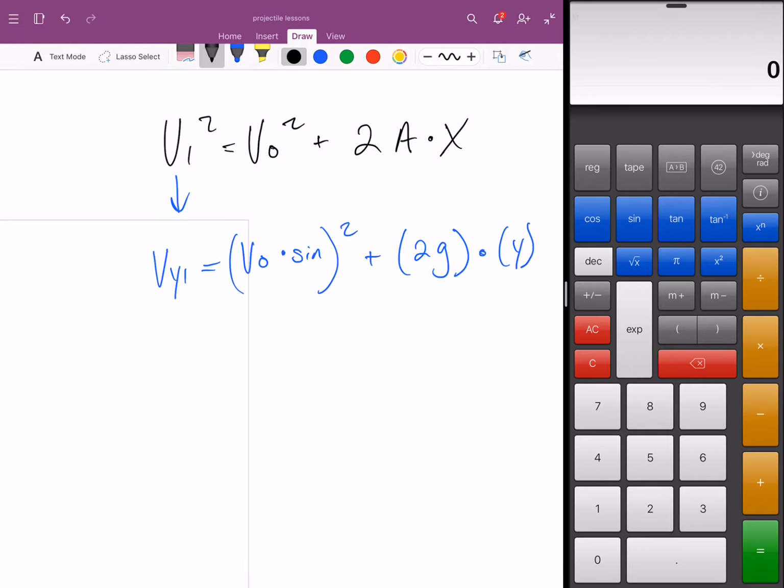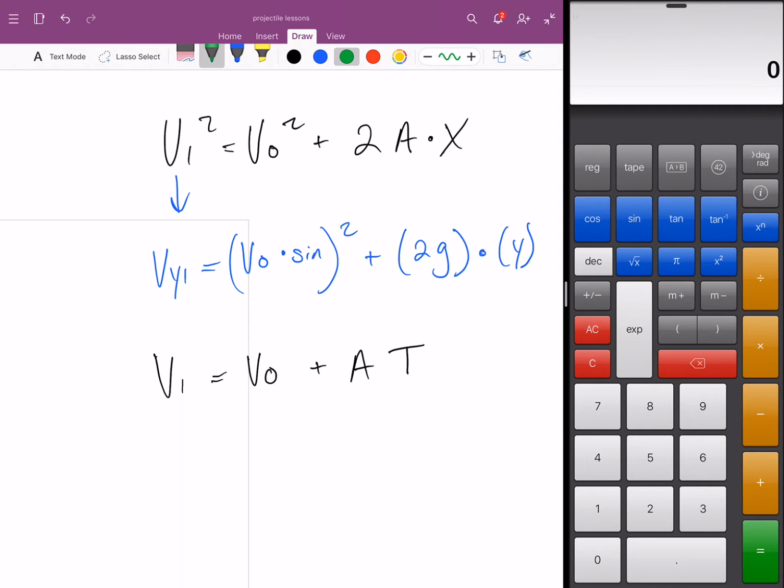And then, of course, final velocity equals initial velocity plus acceleration and time.